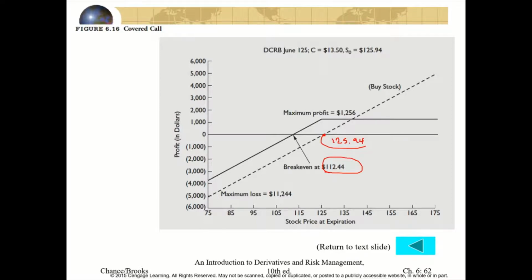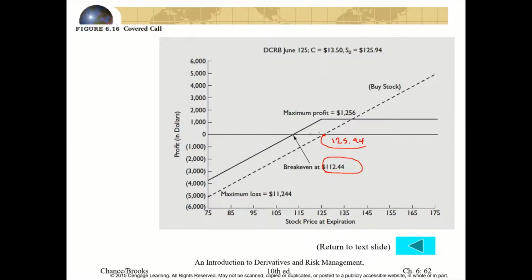If the option expired out of the money, and the price was above 112.44, then I will realize a profit, but it depends on what's the level of the stock price. If the price went down, then I will realize a net loss.